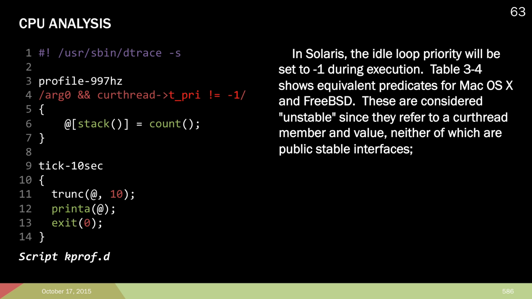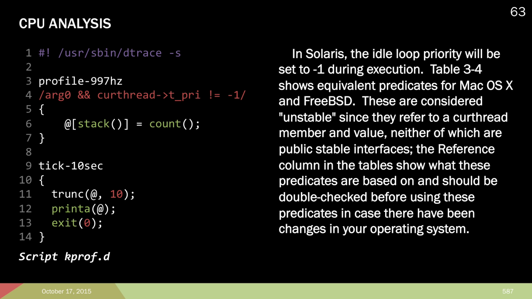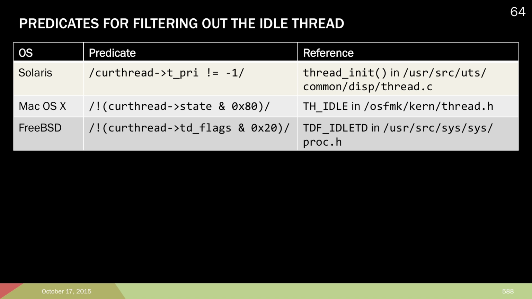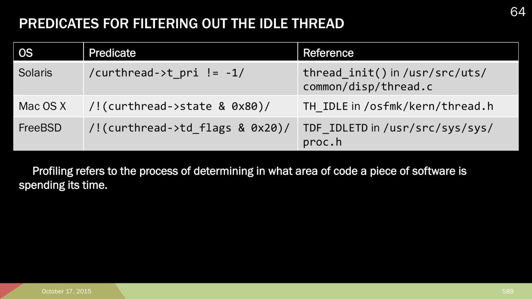In Solaris, the idle loop priority will be set to -1 during execution. Verify the suggestions in the next table work for macOS and FreeBSD. There have been changes in your operating system more than likely. To filter out the idle thread in Solaris, use curthread->t_pri not equal to -1, as we just saw in the previous script.